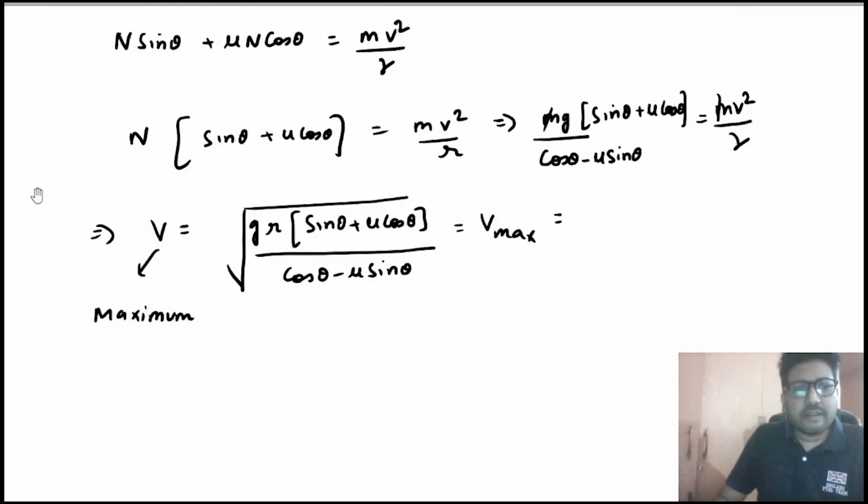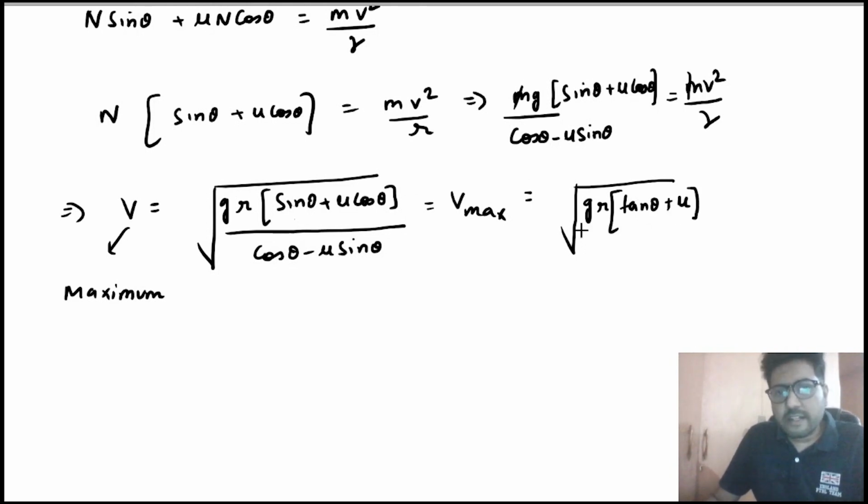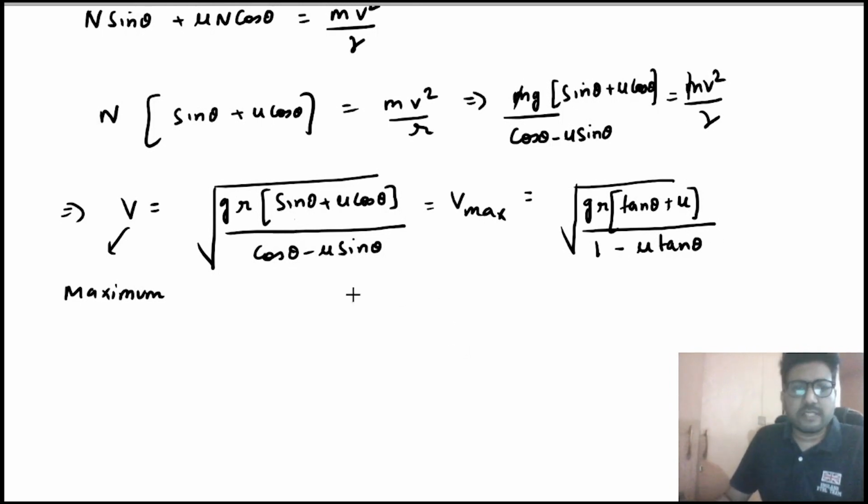Also this can be written in the form of tan theta. Suppose you divide the numerator by cos theta. You also divide the denominator by cos theta. What will you get? Sin theta by cos theta is tan theta. So you will get root over gr tan theta plus cos theta divided by cos theta is 1, divided by cos theta by cos theta is 1 minus mu sin theta by cos theta is tan theta. So this is the maximum velocity that the car can take to make the turn.